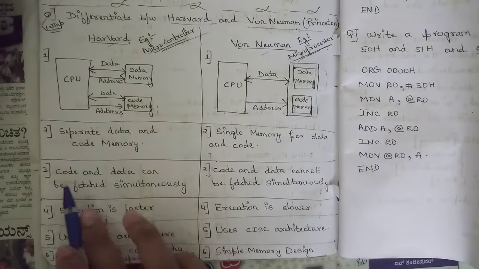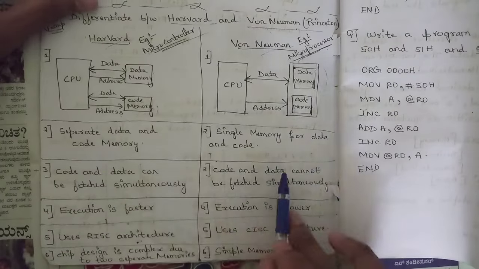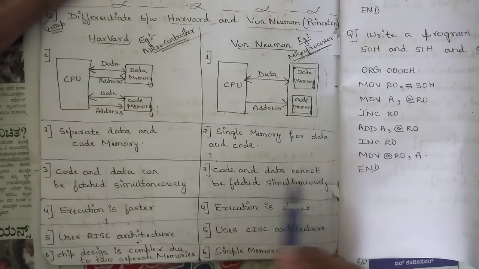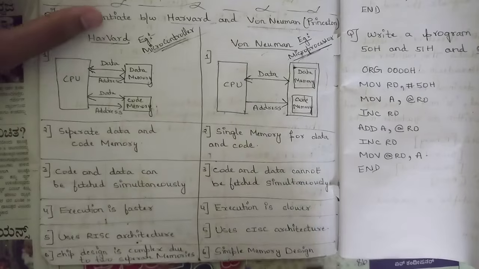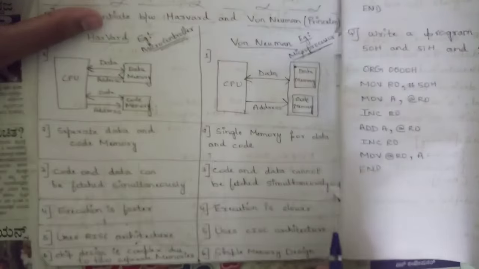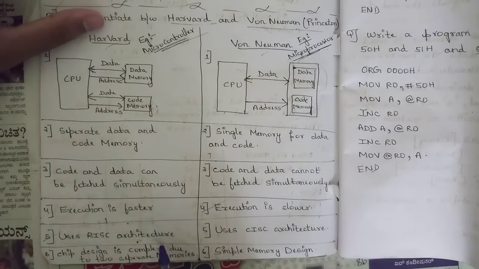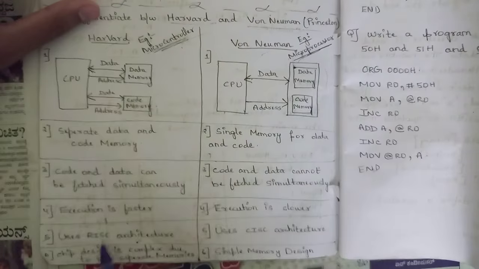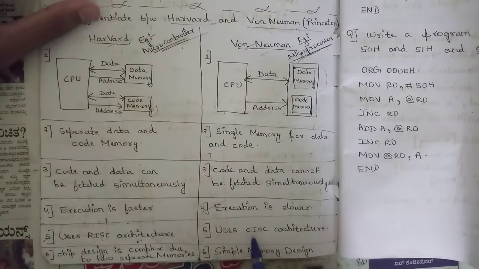Code and data can be fetched simultaneously in Harvard. Code and data cannot be fetched simultaneously in von Neumann. Execution is faster in the case of Harvard. Execution is slower in the case of von Neumann architecture. Harvard uses RISC architecture, since we have the microcontroller as an example. So we know that microcontroller comes under RISC. Here von Neumann comes under CISC.